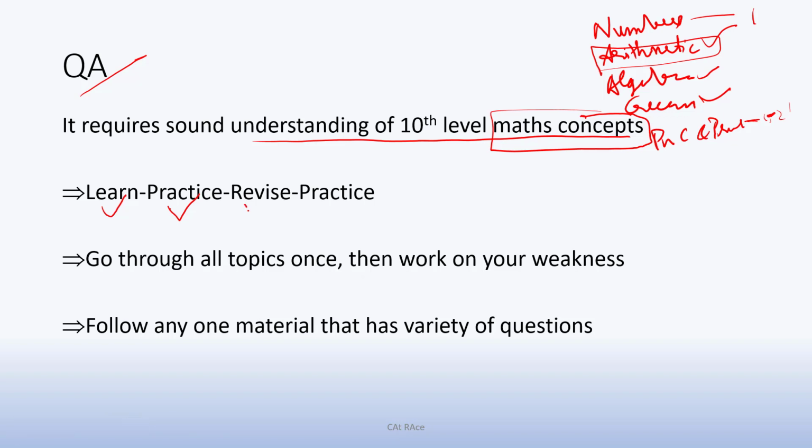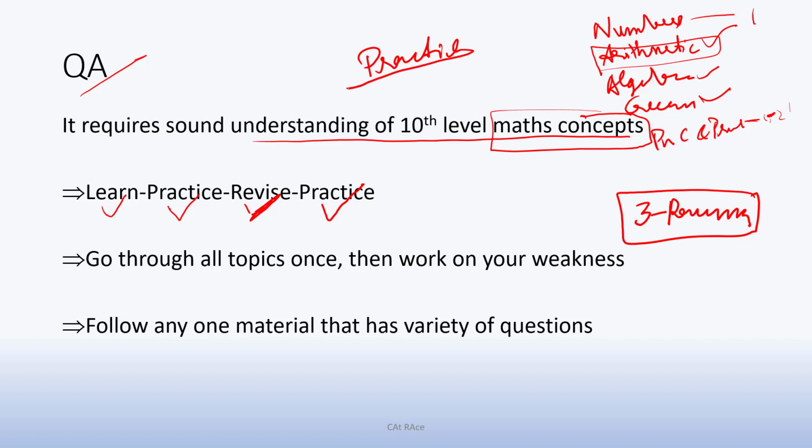After learning, you must do continuous revision. If you don't revise, you will forget the concept after 2 or 3 months. So revision is one of the most important parts for the CAT. I suggest you do at least two, and must do three revisions before the CAT, for all the topics and all the concepts. And once you revise, practice again. So the most important thing for the CAT is practice and revision.